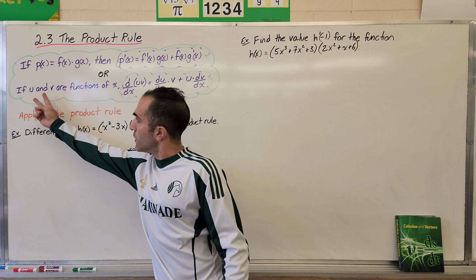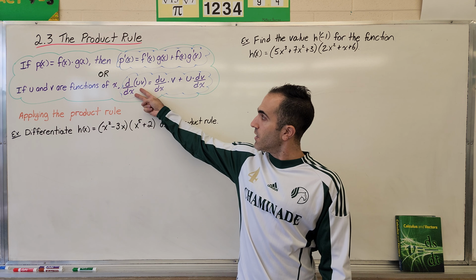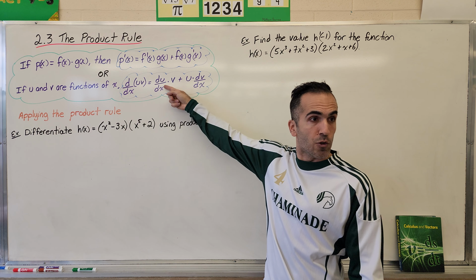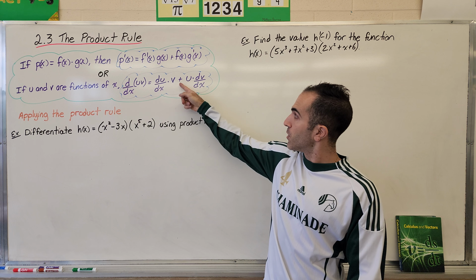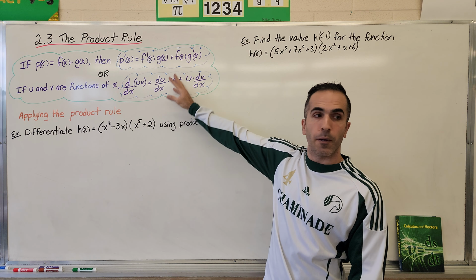Likewise, in this notation, if u and v are two functions, then the derivative of uv with respect to x is going to be the derivative of u times v, like u prime times v, same thing, plus the derivative of v times u, same thing.